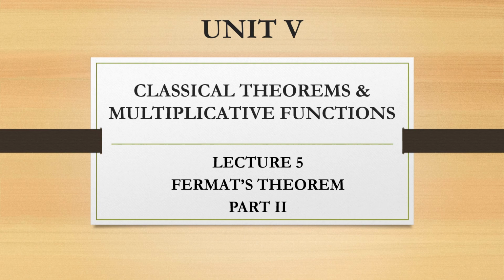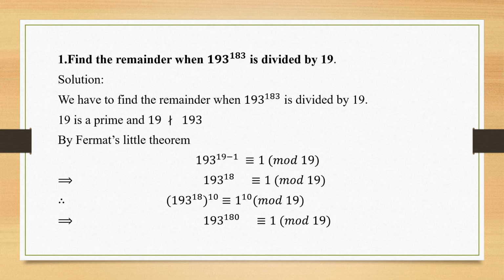Now let's get on to the presentation. So we are starting with the first problem. The problem says: find the remainder when 193 raised to the power of 183 is divided by 19. The power is also high, and all three numbers are different here.